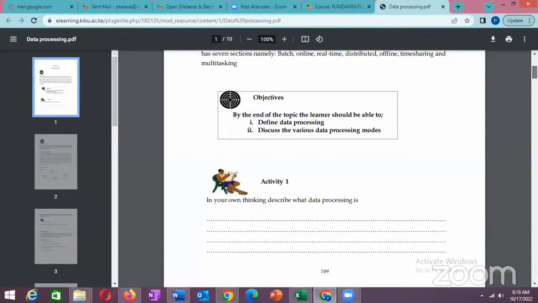So by the end of this topic, the learner should be able to define data processing and discuss the various processing modes.